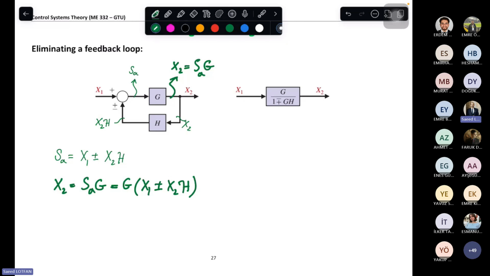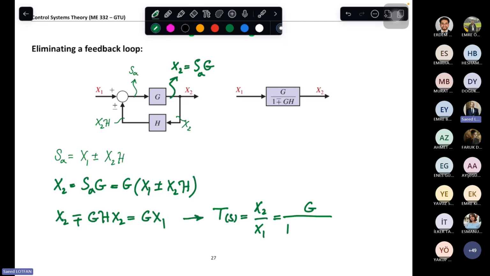So this will show that X2 plus minus GH X2 is equal to GX1. So the transfer function of this system is output X2 divided by X1, which means it is G over 1 plus minus GH.